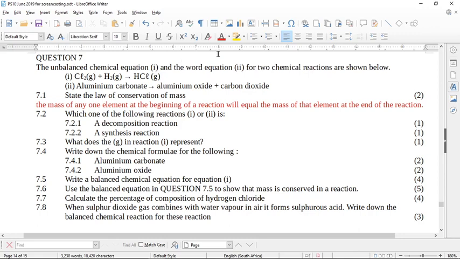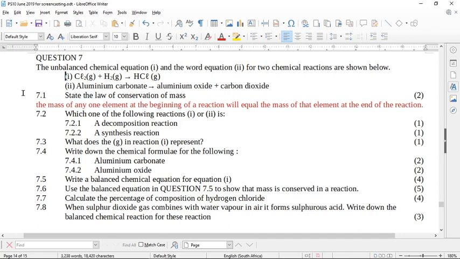The unbalanced chemical equation 1 and the word equation 2 for two chemical reactions are shown below. So here we have chlorine plus hydrogen goes to hydrogen chloride, and aluminium carbonate goes to aluminium oxide and carbon dioxide. Then it says state the law of conservation of mass.